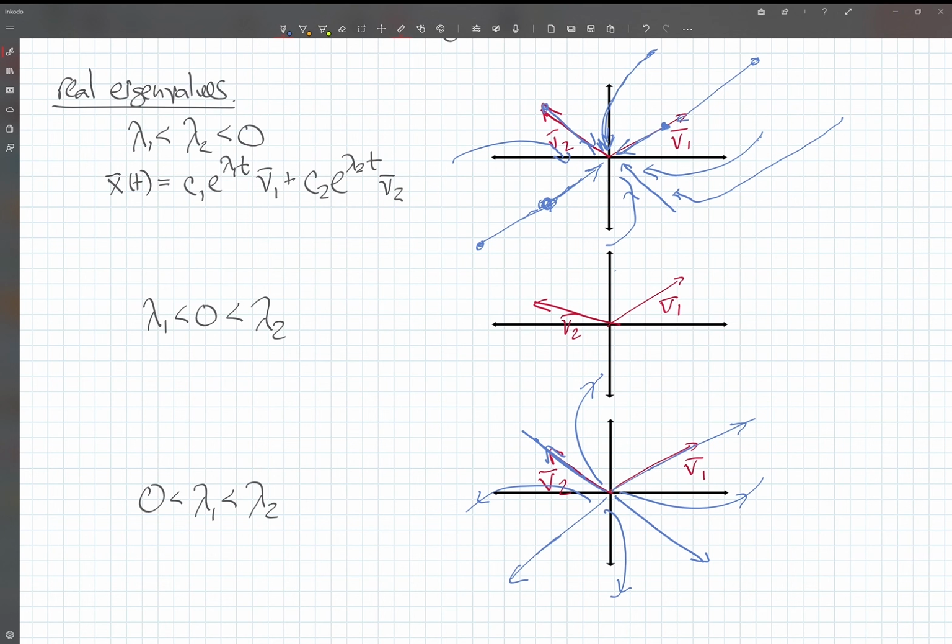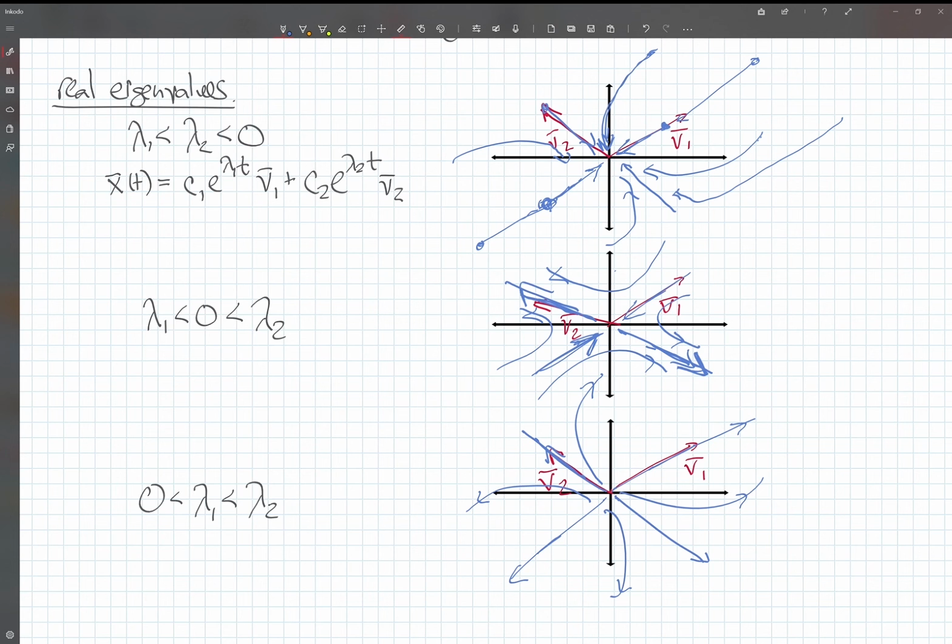Now let's take a look if one eigenvalue is negative and one is positive. What happens there? Well, if v2 corresponds to lambda 2, we're going to move out from the origin along that line, and we're going to move into the origin along v1. What happens if you start with other initial values, things that aren't on v1 or v2? Then you're going to look like a hyperbola. Okay, so that's the case of 2 distinct real eigenvalues, neither of which is 0.